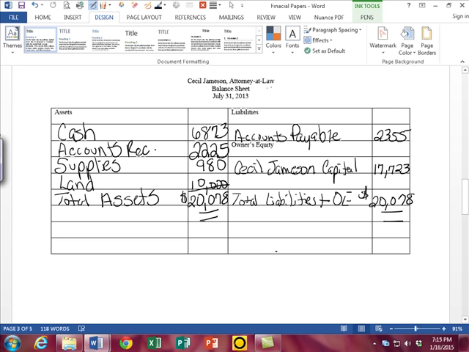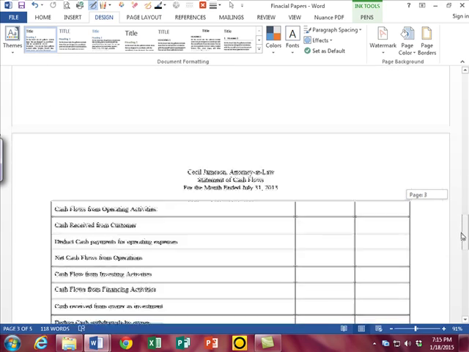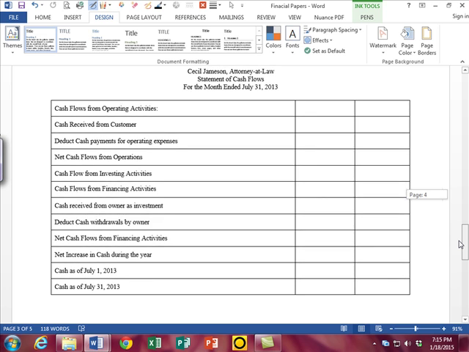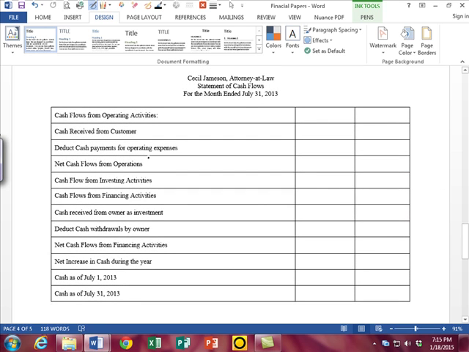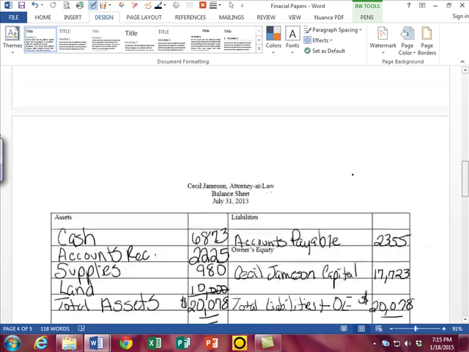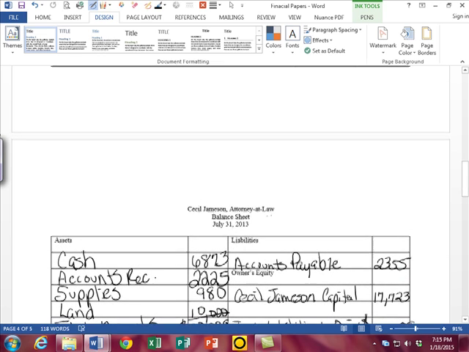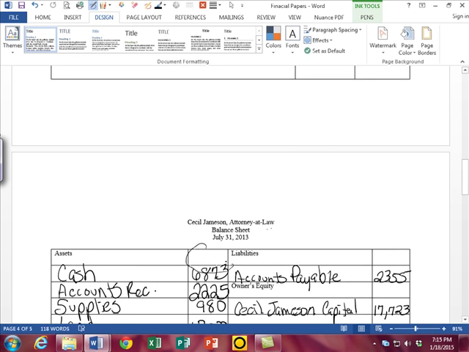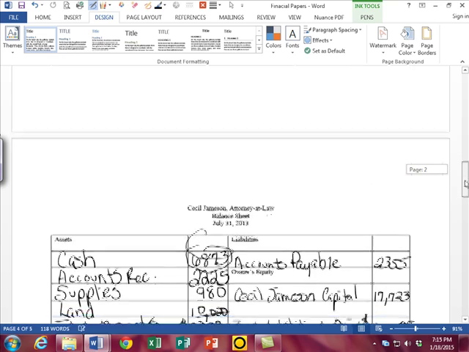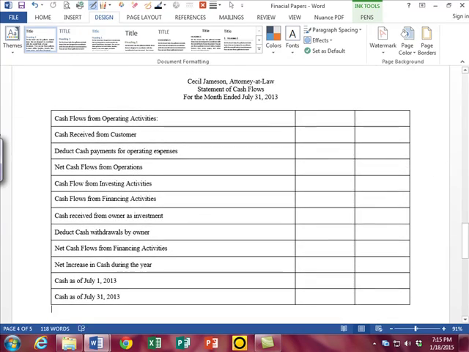Once we finish this, and we see what the net income is, was there an increase or decrease in capital, what is the total balance sheet, then we want to focus on the statement of cash flow. The statement of cash flow is a unique financial statement because this only deals with cash. And by the time we finish this particular statement, our ending cash should balance and match this cash account here. So that's the total we're looking for, $6,873.